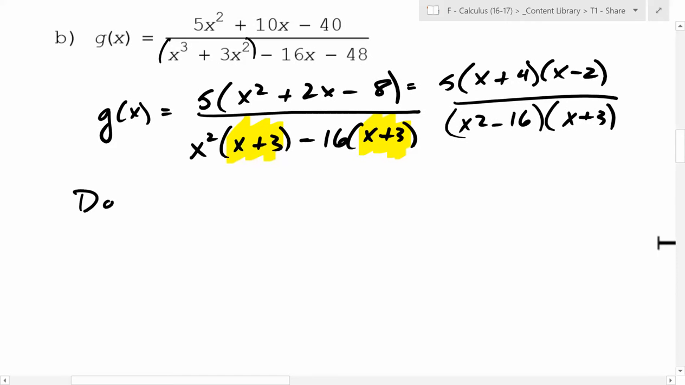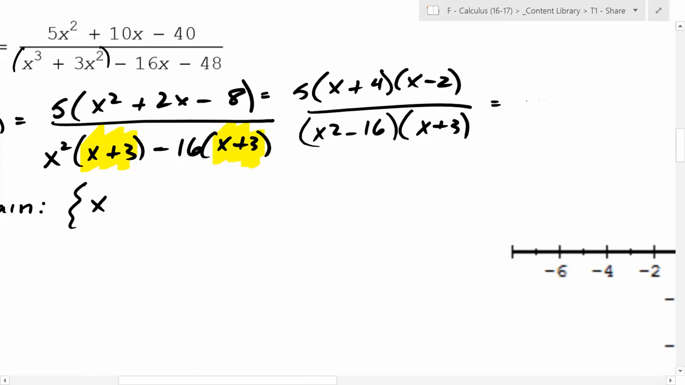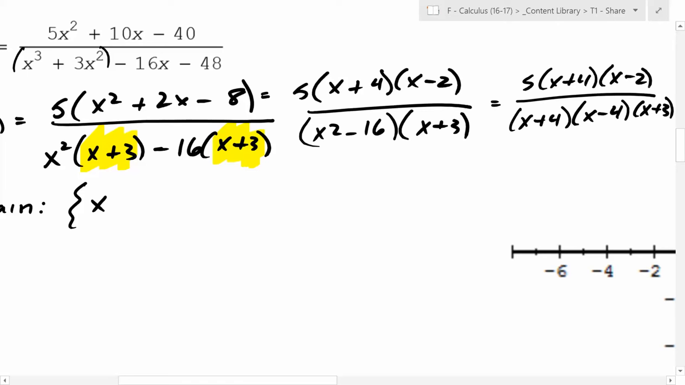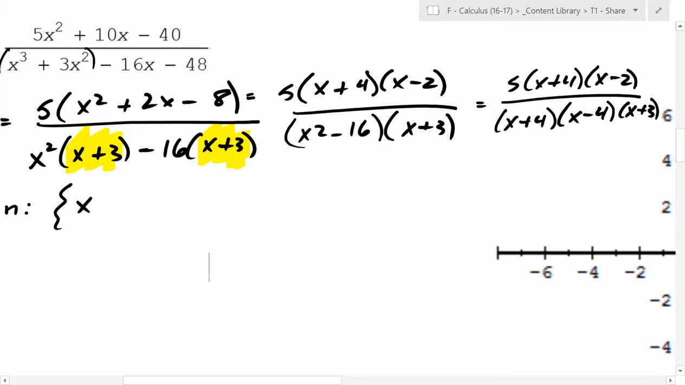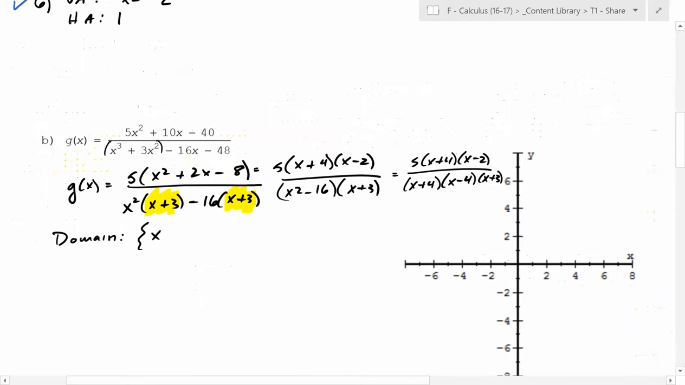So the first thing you do is domain. What is the domain? Oh, can you factor that a little further? Yeah, what's the denominator? Yeah, there you go. Nice. And then it's the same, 5 times x plus 4 times x minus 2. Nice. So what's the domain? x such that what? x cannot equal 4, -4, -3. -4, 4, or -3. Nice.